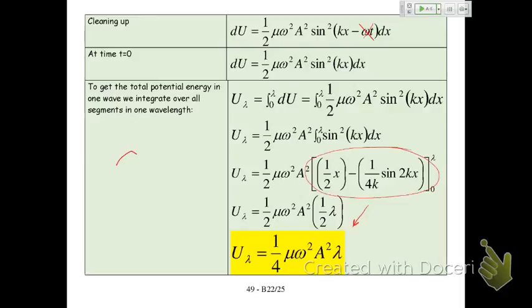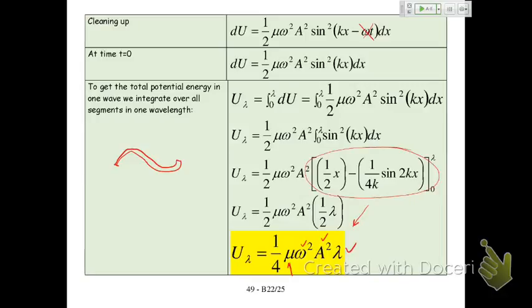In one wavelength of a wave, I have an energy which depends on the wavelength. If I double the wavelength, I expect twice as much energy because it's twice as long, yeah? So that makes sense. Amplitude squared, we saw that before when we looked at oscillations. The energy tends to go with the amplitude squared. Frequency squared, we saw that with the oscillations as well. And the mass per unit length, well, yeah, it's more inertia, more mass, more energy. So it's linear with mass per unit length.